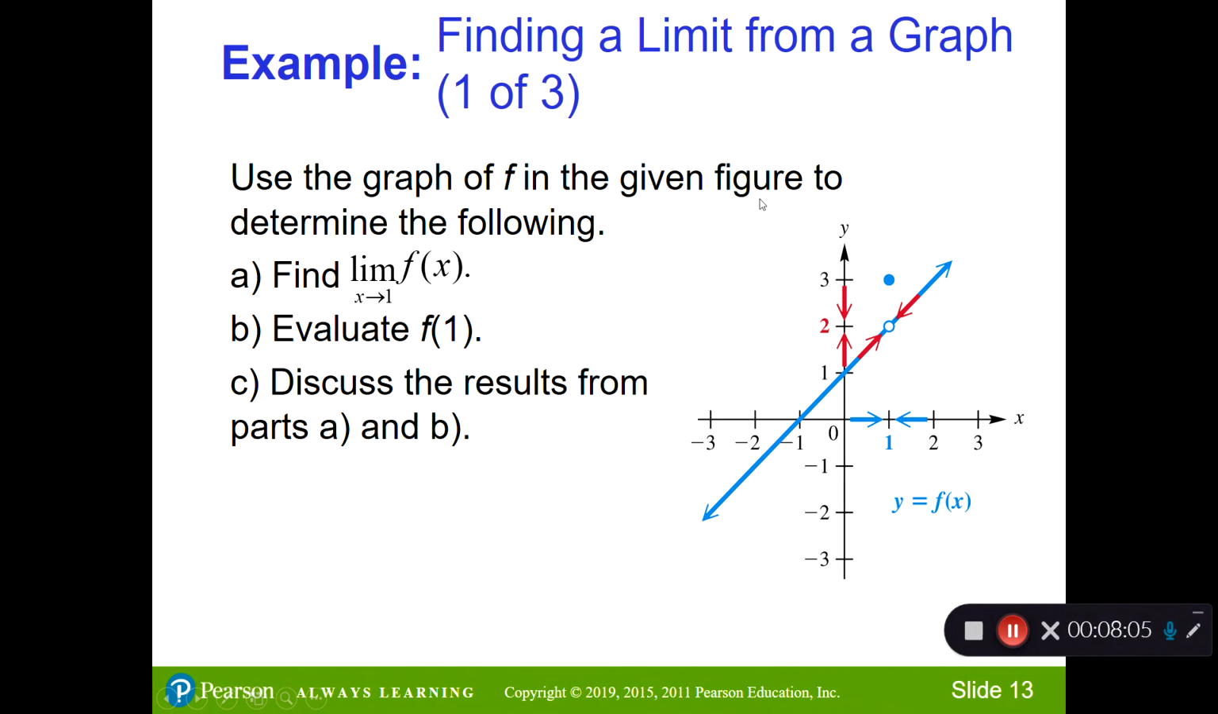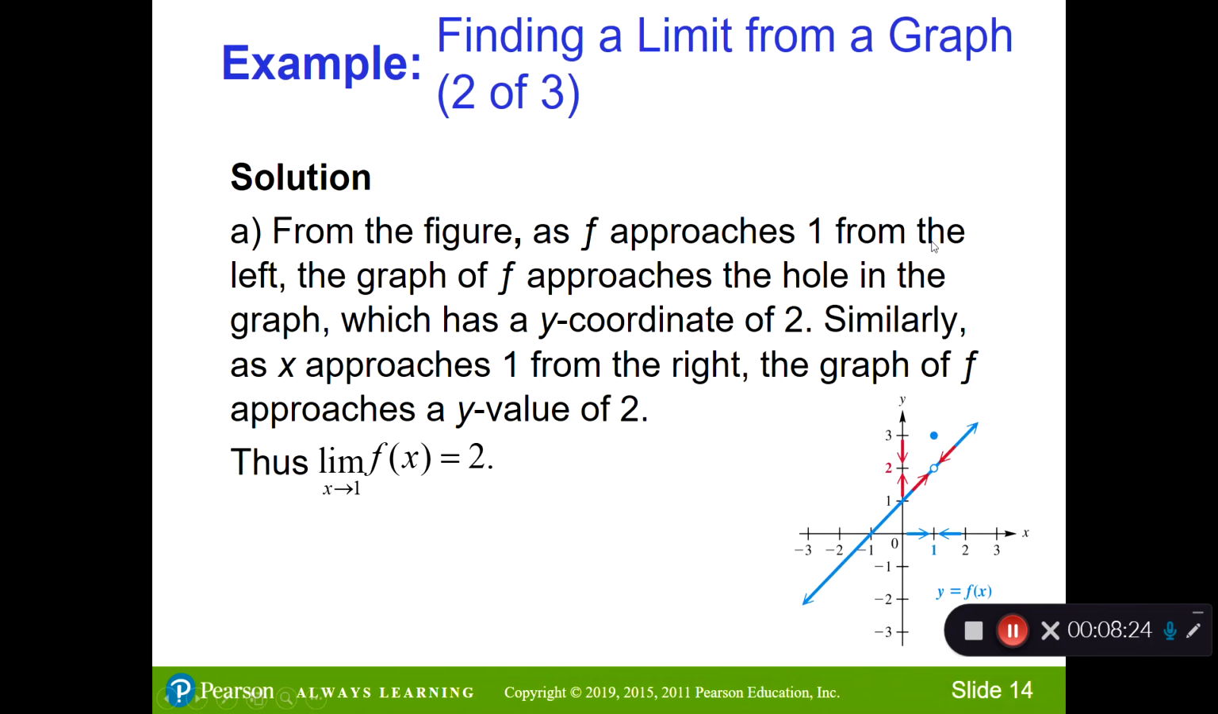Use the graph to determine the limit as x approaches 1. As I approach 1, what y value am I getting close to? 2. Right? These values are getting close to 2. These values are getting close to 2. F of 1 is the closed dot. Its value is 3. Notice that my limit does not equal the function evaluated at that point.